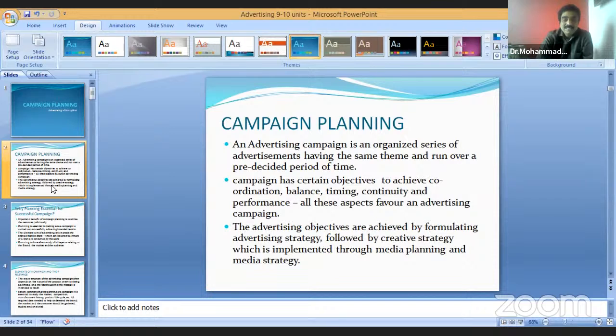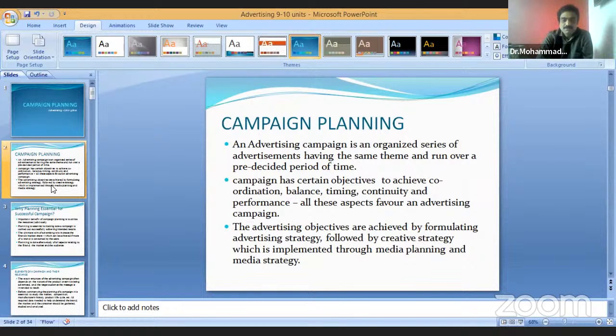It will involve coordination, balance, timing, continuity and performance. All these aspects favor an advertising campaign, to achieve the objective. For every campaign we evolve the objectives, and according to the objectives we coordinate with various departments: the creative department, the marketing department as well as the media department. There will be a smooth and conducive environment and coordination, a balance between timing, continuity and performance. It all goes hand in hand to launch a particular advertising campaign.